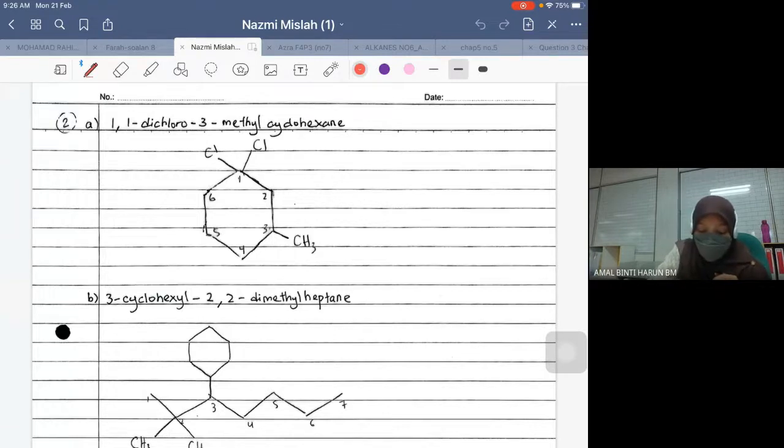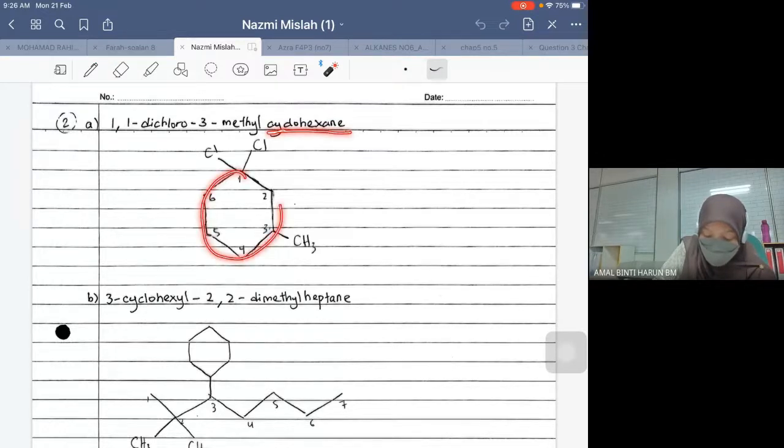Okay. We start by the parent. Okay, look at parent is cyclohexane. Okay, 6 carbon ring. And then we have methyl at carbon number 3, 1,1-dichloro. So this is carbon number 1, ada chlorine 2, and then 3 methyl. Methyl at carbon number 3.